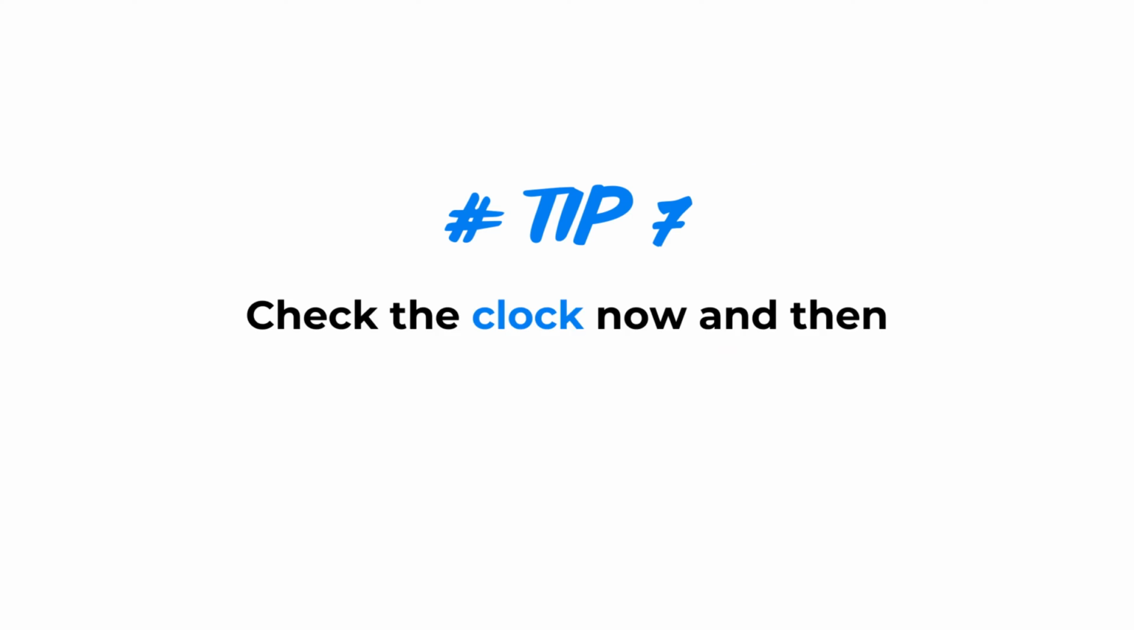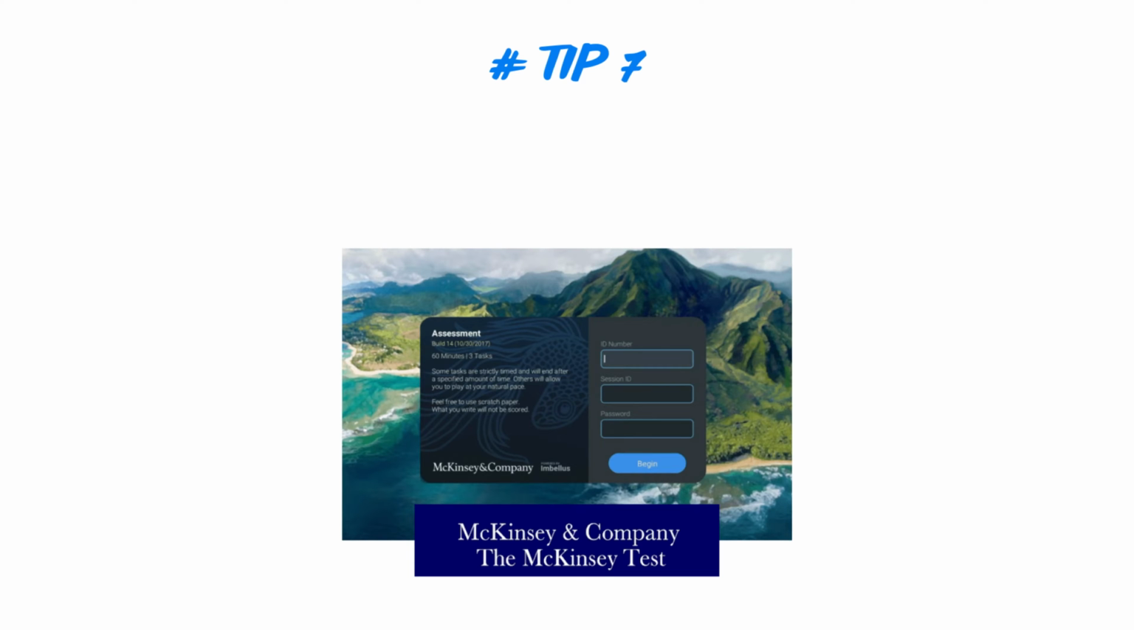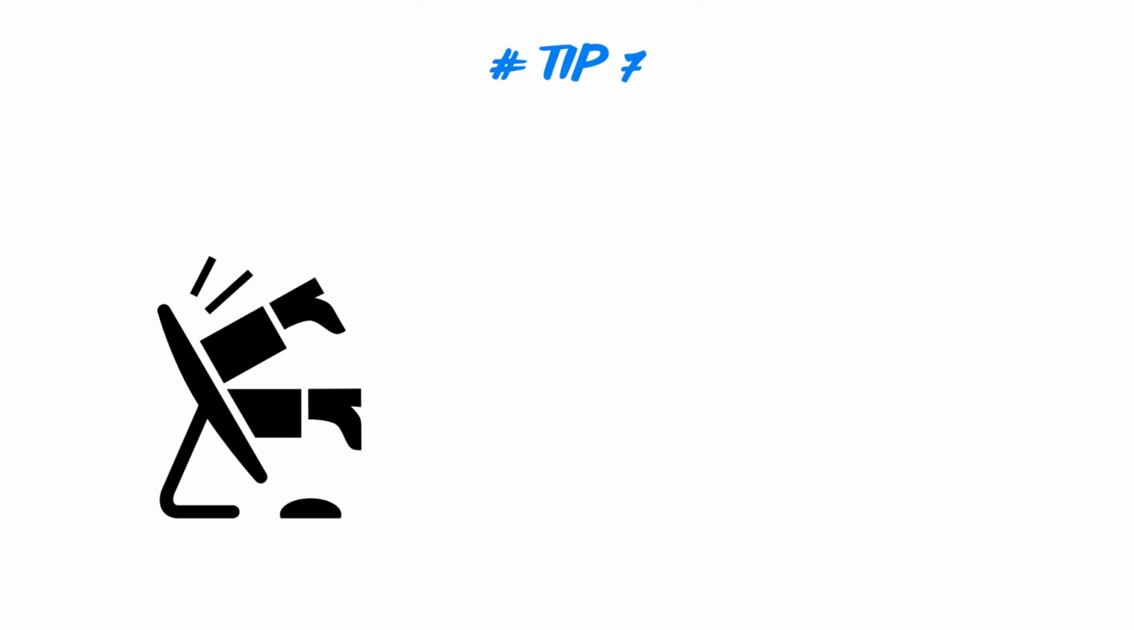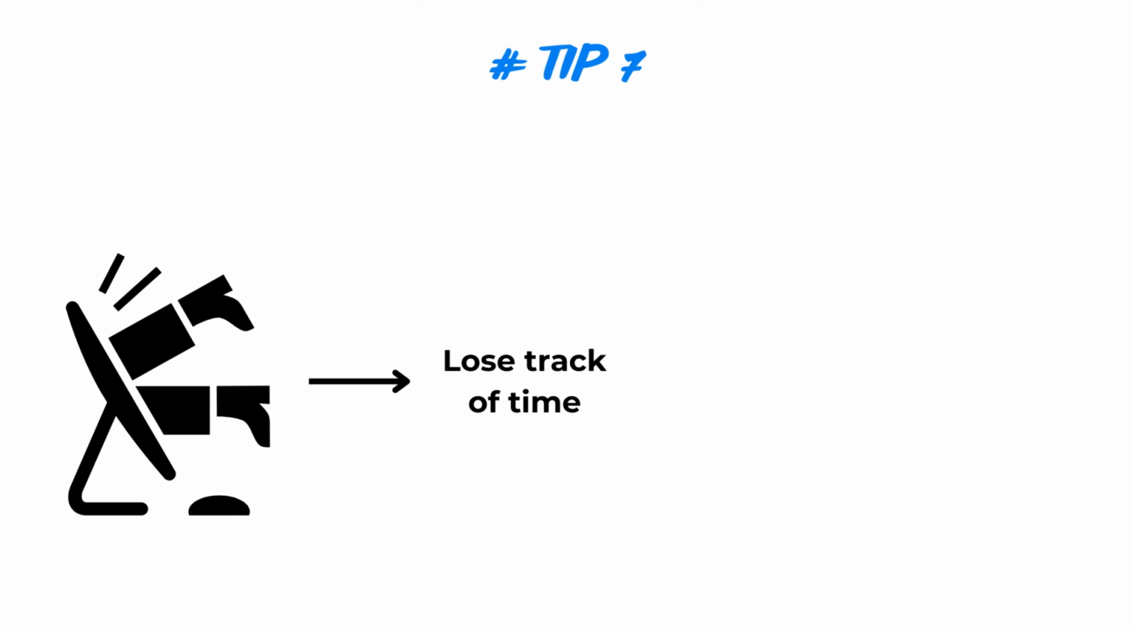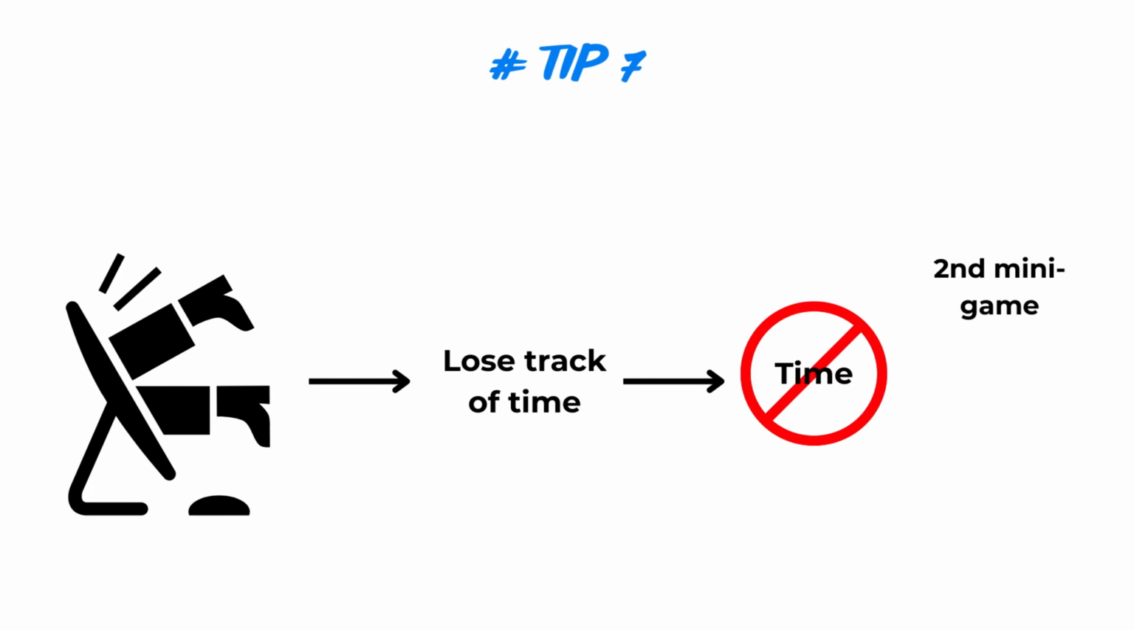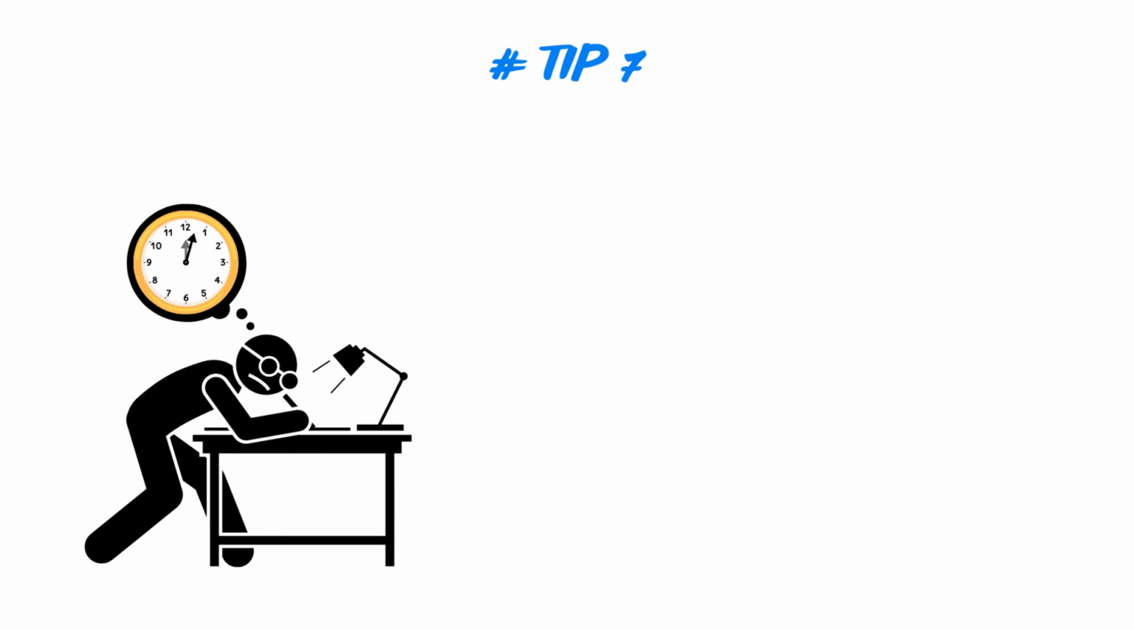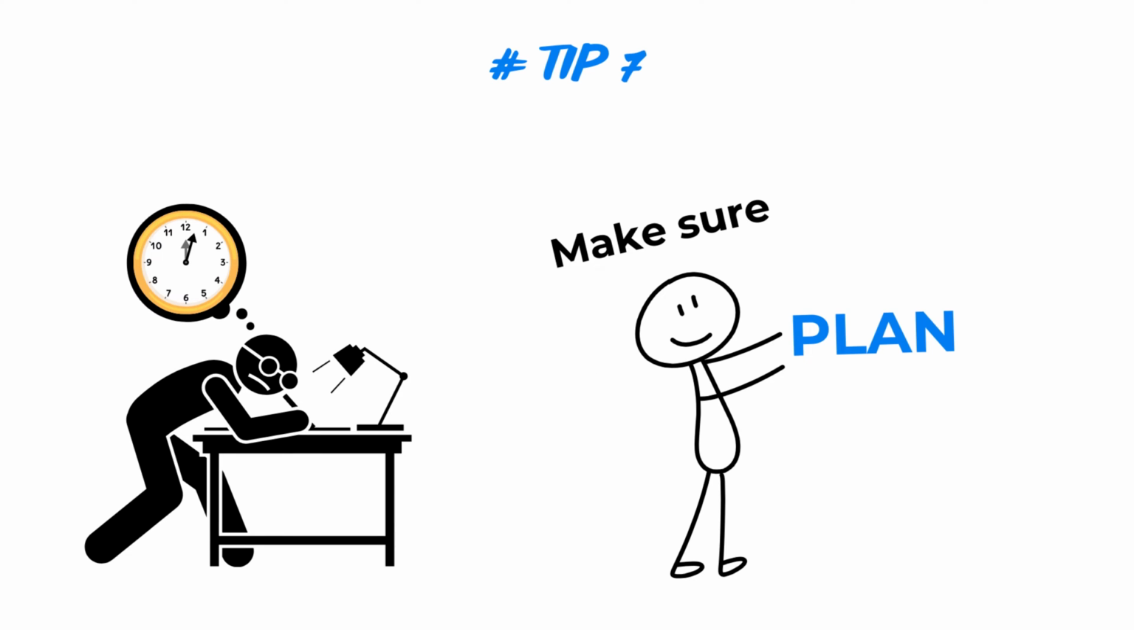Tip number 7. Check the clock now and then. The test can be immersive in a negative way. You can get too absorbed into the mini-games and lose track of time. You won't have enough time left for the second mini-game, or worse, to submit your results. So, do check the clock from time to time to make sure you are still sticking to the plan.